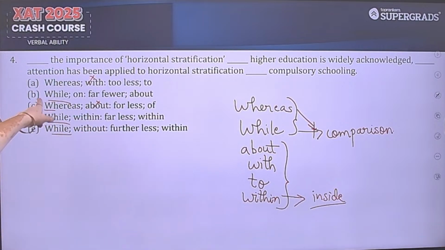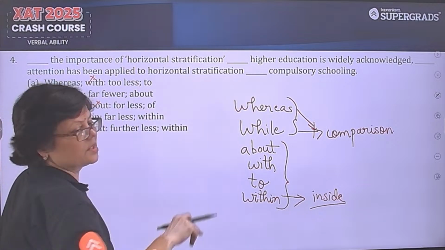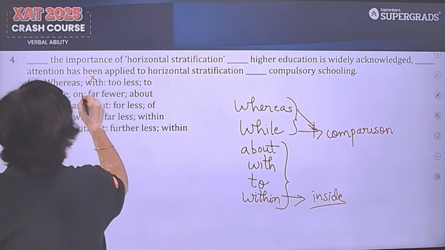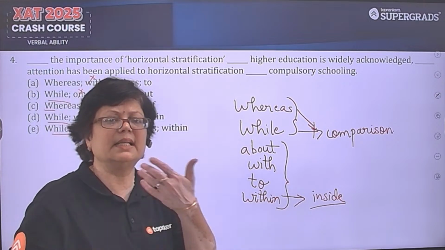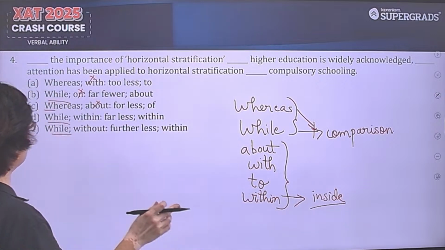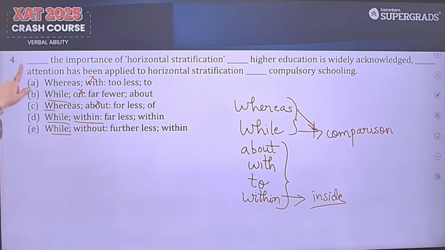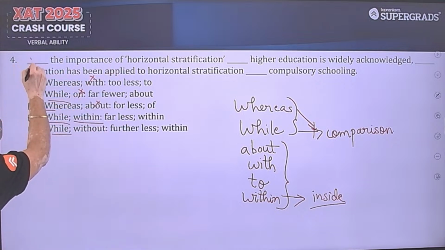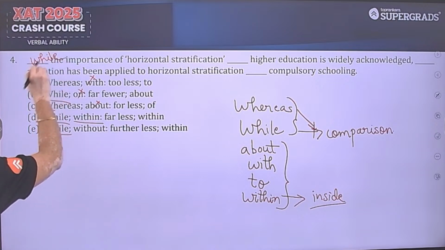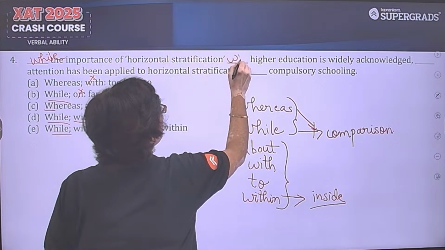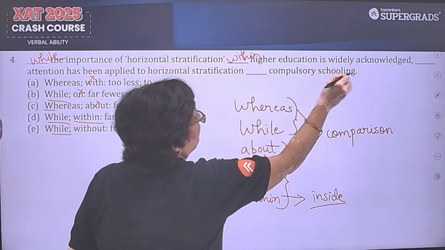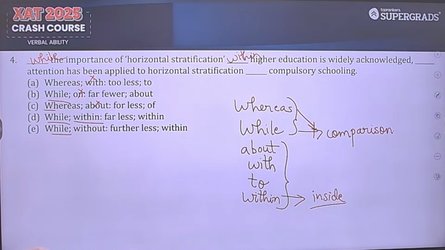Now, look at while in B. While the importance of horizontal stratification on higher education will not go well. It has to be something in, right? And that is why I want to look at option D, which carries within. While the importance of horizontal stratification within higher education is widely acknowledged, attention has been applied to horizontal stratification.